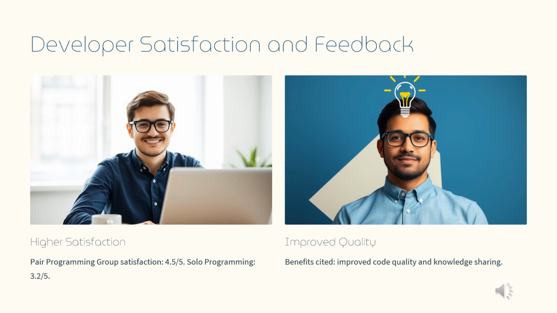If we go to developer satisfaction and feedback, we get to know that the pair programming group satisfaction is 4.5 out of 5, while solo programming is just 3.2 out of 5. It is based on real-time statistical data, and improved code quality and knowledge sharing are also there in pair programming. That's how pair programming outstands solo programming.